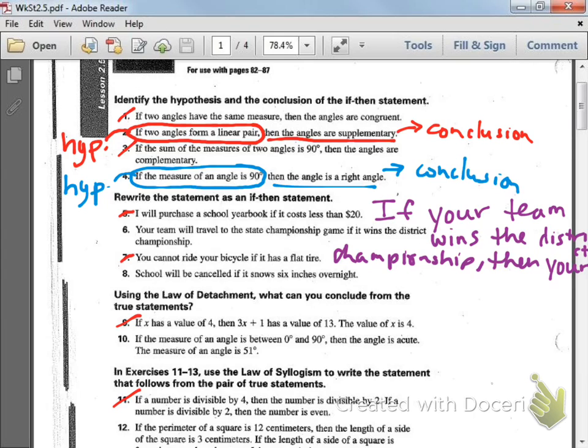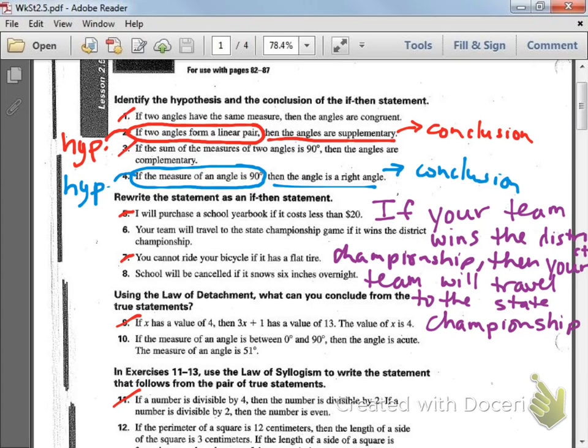Yeah, then your team will travel to the state championship game. Good, that was a long one. So just think of which one has to happen first. First you got to win the district championship, then your team's going to go to state.